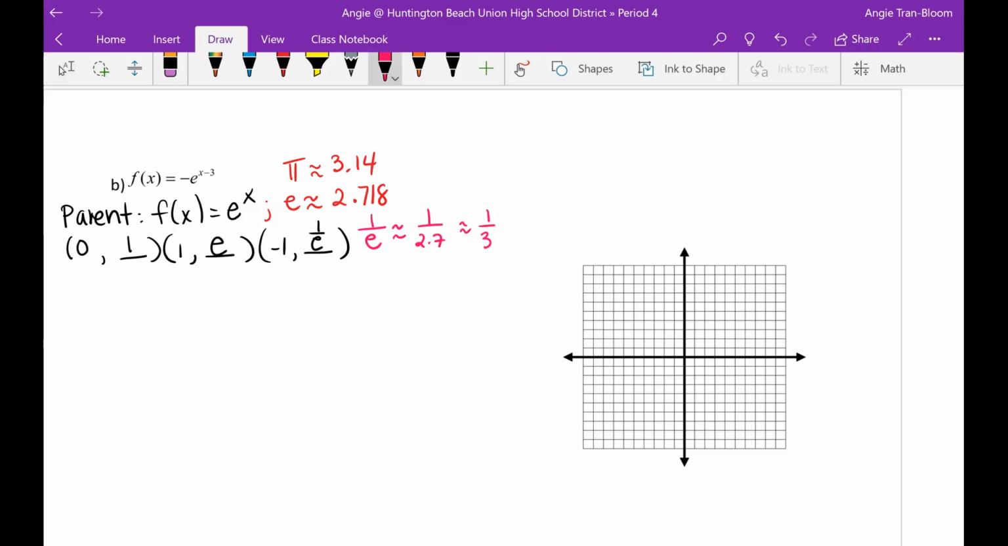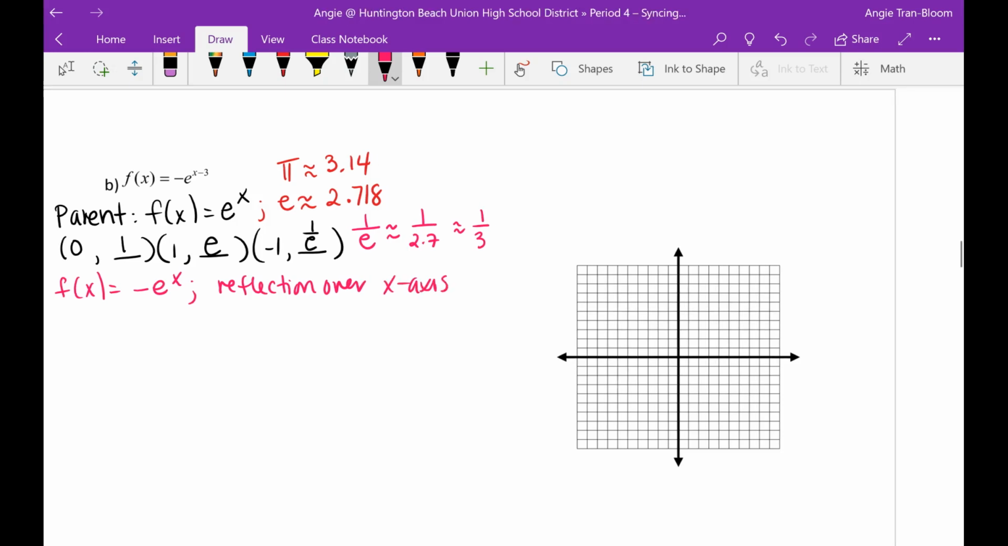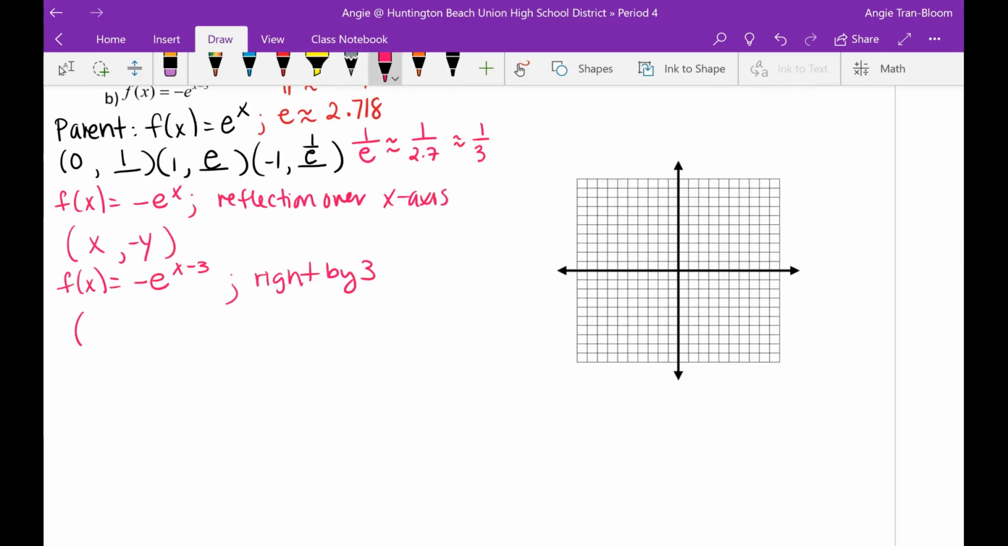You have a few transformations, okay? So f of x equals negative e to the x. Guys, this is a reflection over the x-axis, okay? What does that mean? That means all the y values are changing, okay? So it's going to be a negative y and x stays the same from my parent. Then the next one, f of x equals, I did the negative e already, minus 3. It is with the x, so I'm going to go right by 3. So if I go right, now I would add 3 to x.